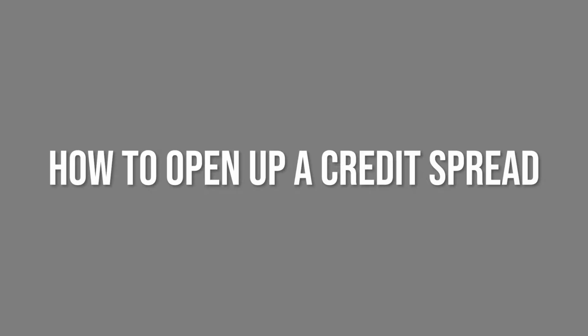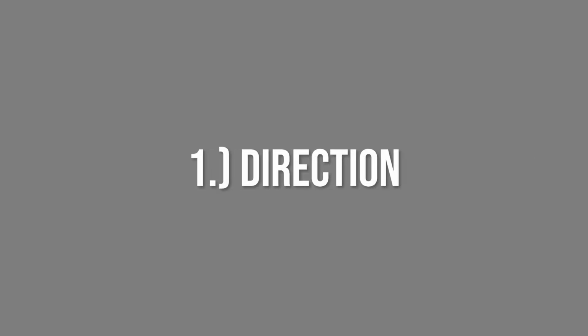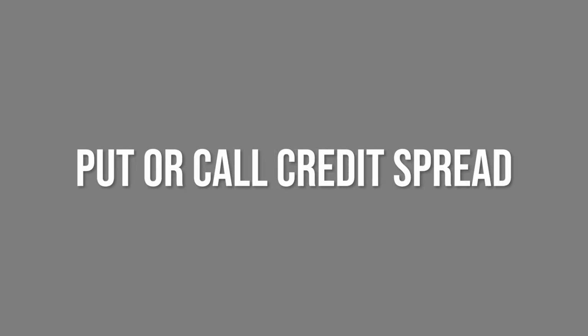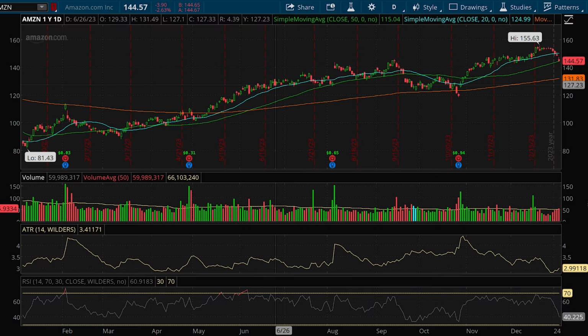The last thing I'm going to go through here is walking you through an example on how to open up a credit spread. So there's two things that we have to answer. Which direction are we going to sell in? Are we going to sell a put or a call credit spread? And number two, what price point are we selling our credit spread at? So I want to use Amazon as an example.